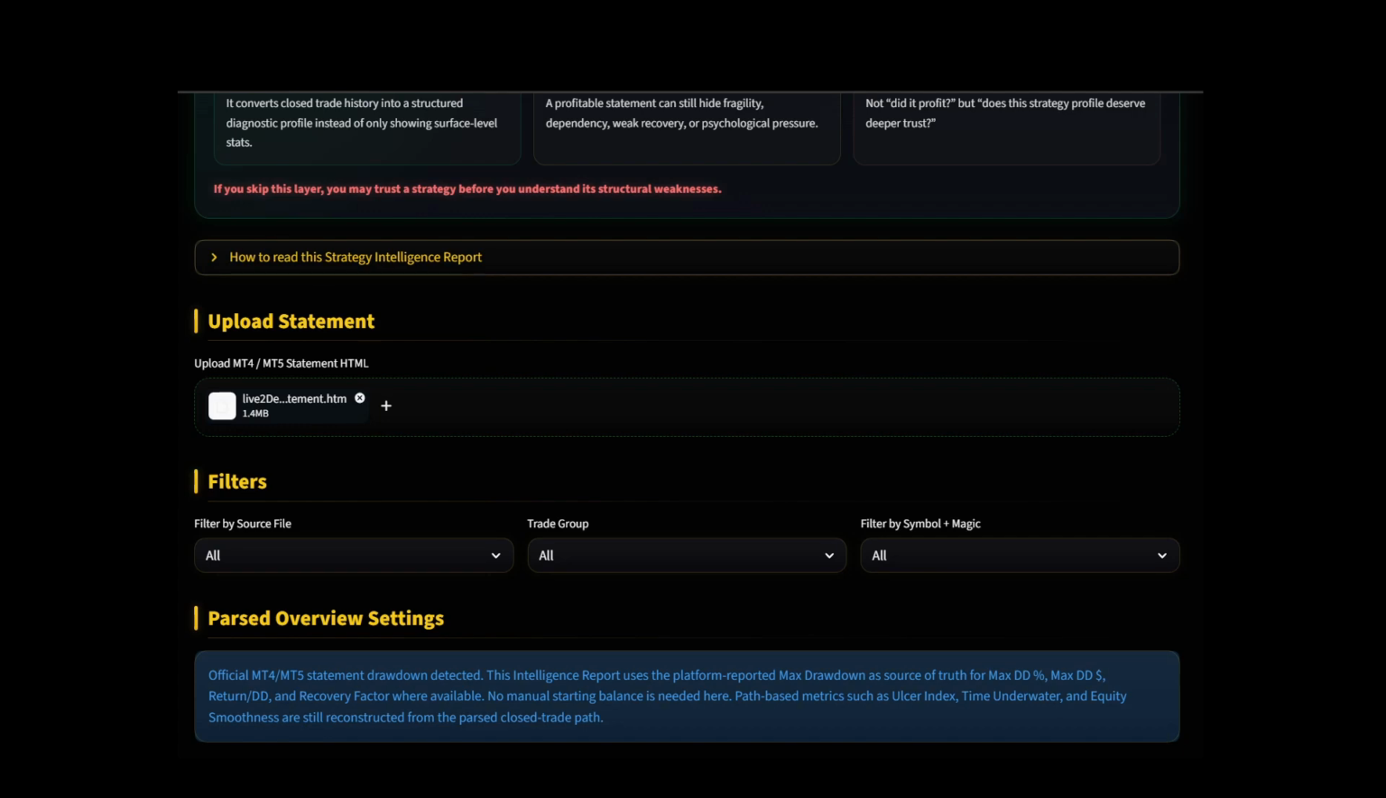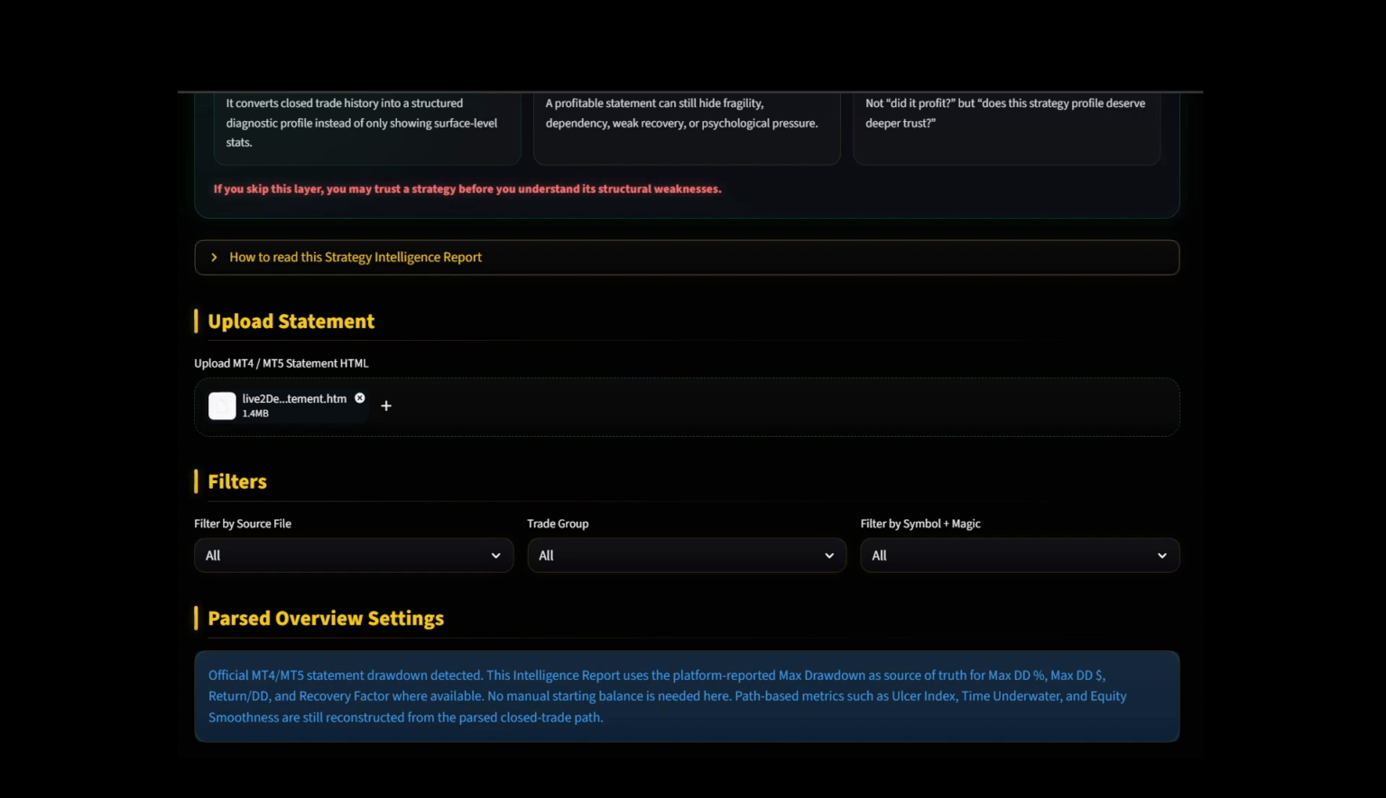This platform was built from a trader's perspective, not as a marketing product, not as a theory-only dashboard, but as a practical workflow for reading real MT4 and MT5 trading statements more deeply. I built these tools because I needed them in my own trading process, and now I am making them available so other traders can use them too.